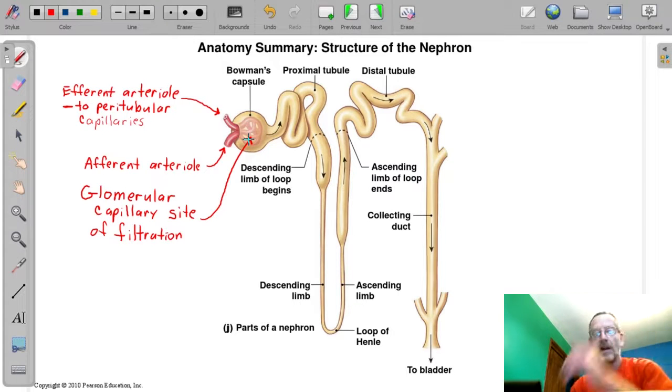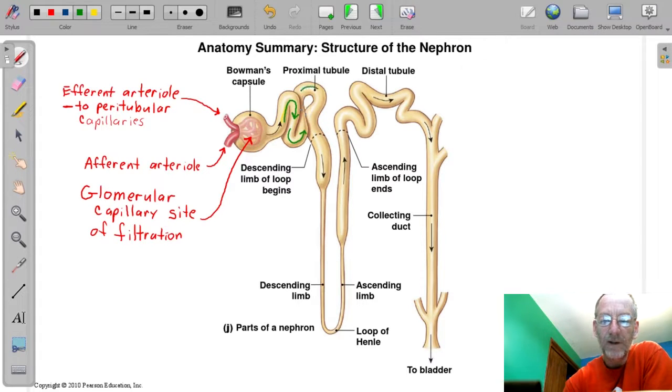Okay, so then we have fluid that's filtered out of the blood, and at that point we'll call it filtrate, and then it flows through this rather tortuous tubular system. This is not blood now, this is filtrate. It was pressed out of the blood. It's close to plasma. No red blood cells, and it just flows through here.